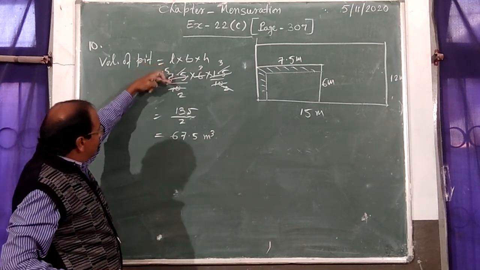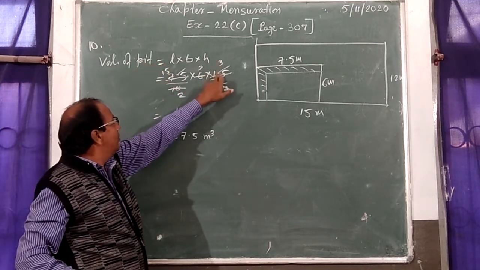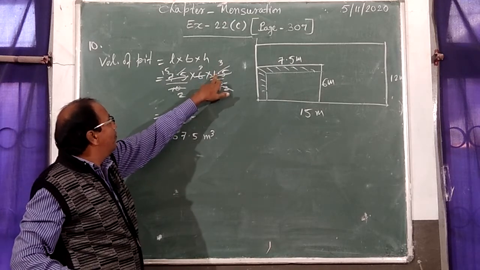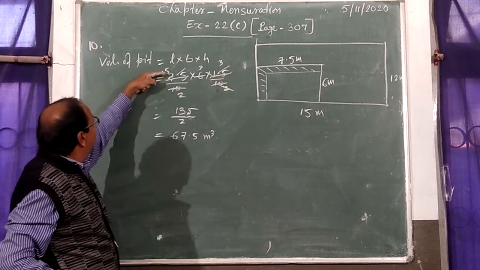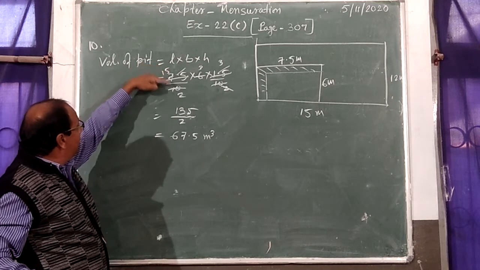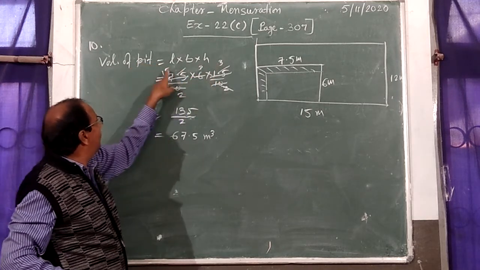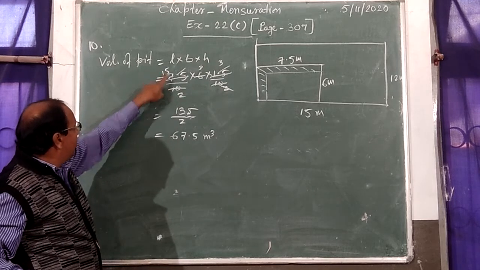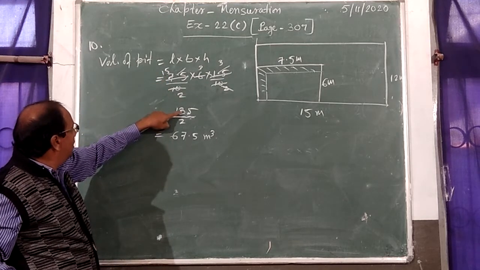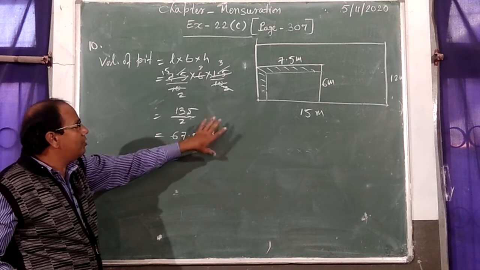So 7.5, decimal point removed, 10 comes; 1.5, decimal point removed, 10 comes. So 5 3s are 15, 5 2s are 10, 5 15s are 75, 5 2s are 10. Now 2 3s are 6, 3 3s are 9, 9 into 15, 135 divided by 2 is 67.5 meter cube.